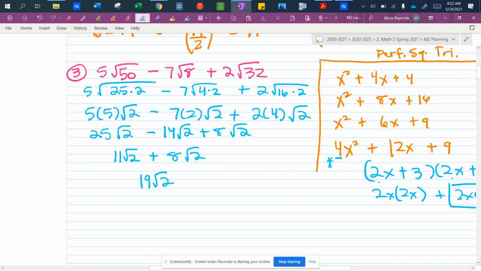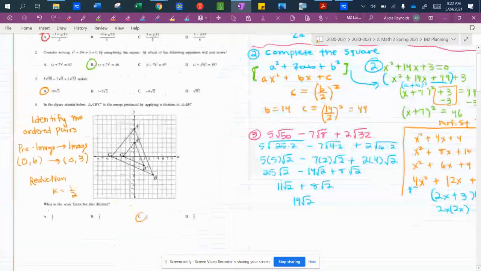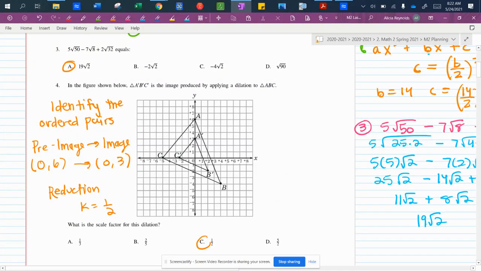Here we have to be careful because a lot of us like to believe that addition comes before subtraction. That's only the case when addition is on the left. Order of operations goes in order from left to right when it comes to addition and subtraction, multiplication and division. So we have to subtract 25 minus 14 first and then add 8 to get letter A, 19 root 2. So if you didn't get all of this down, these notes will be loaded into Canvas.